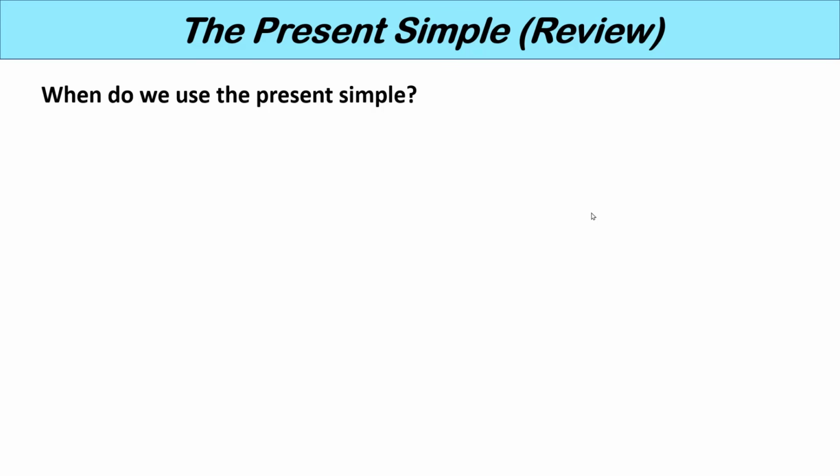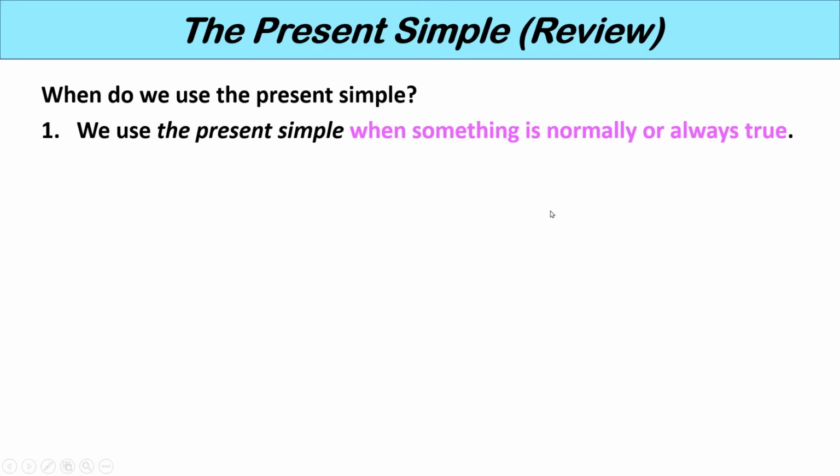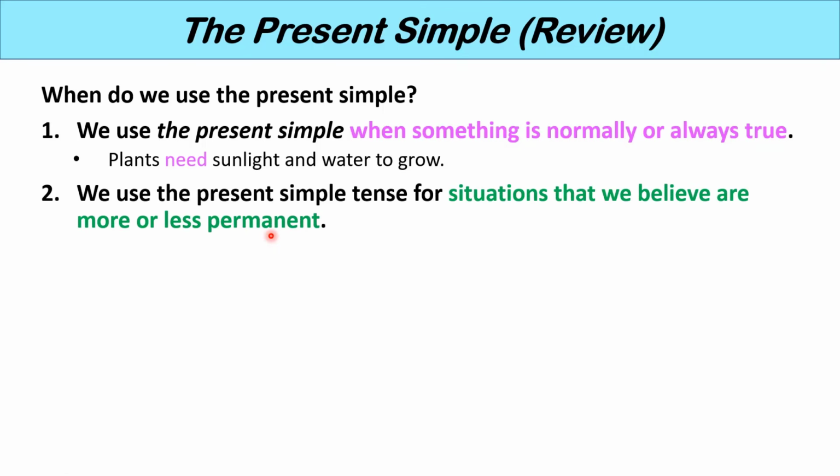First, I want to quickly review the present simple. When do we use the present simple? We use the present simple when something is normally or always true. For example, plants need sunlight and water to grow. Need is in the present simple. We use the present simple tense for situations that we believe are more or less permanent.